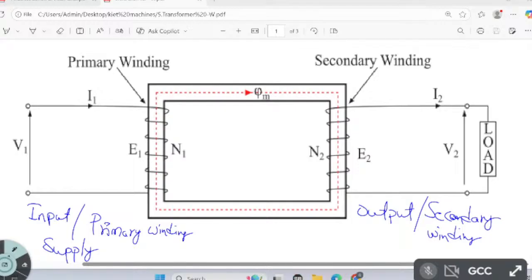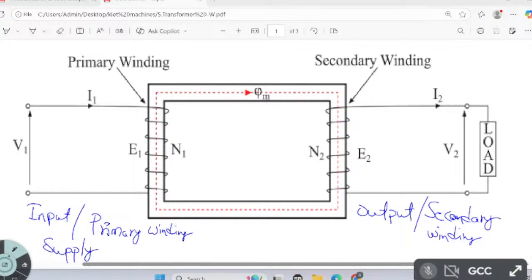Why are we calling it the secondary winding? It is the winding which is connected to the load. Load means any electrical appliance, for example a mobile phone. The charger output has two terminals, and we connect the charger to the socket of our mobile phone. So the winding which is connected to the load is known as the secondary winding or output winding.